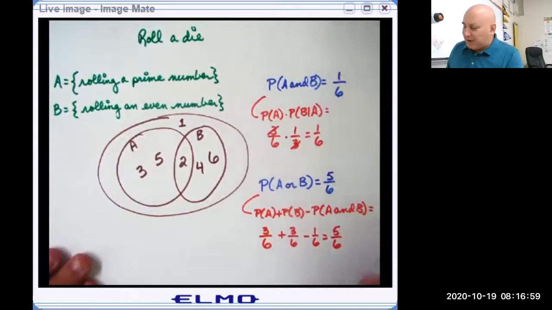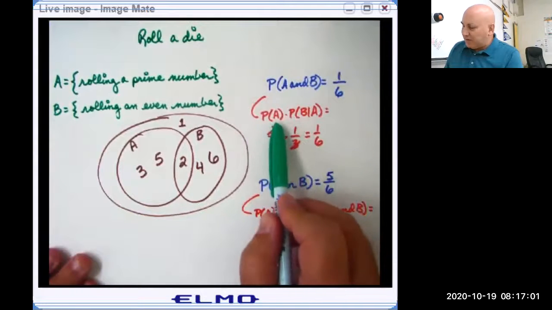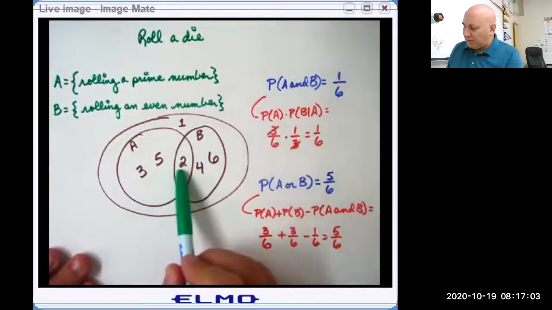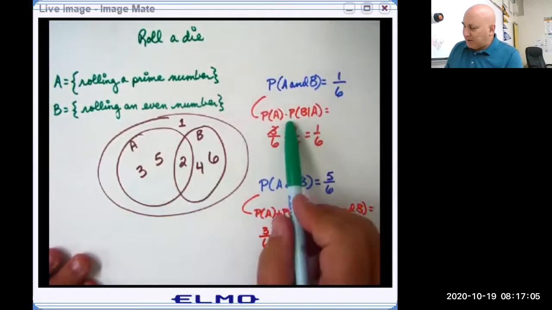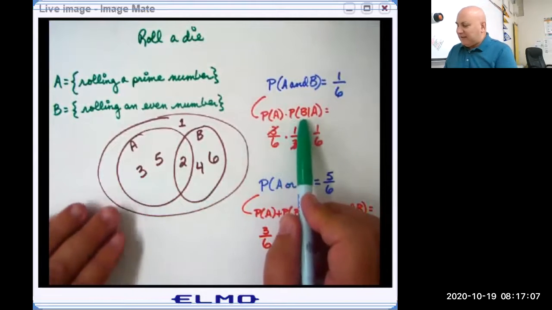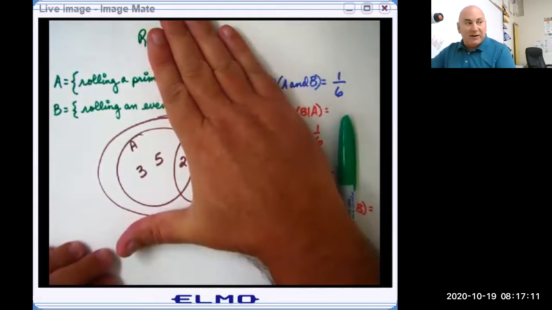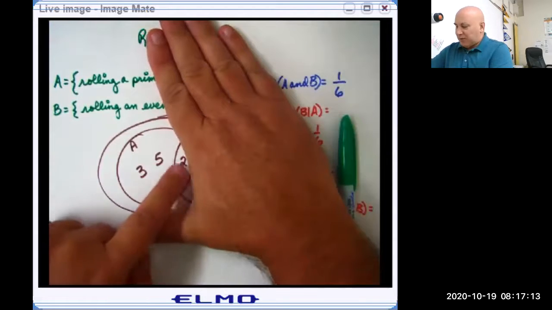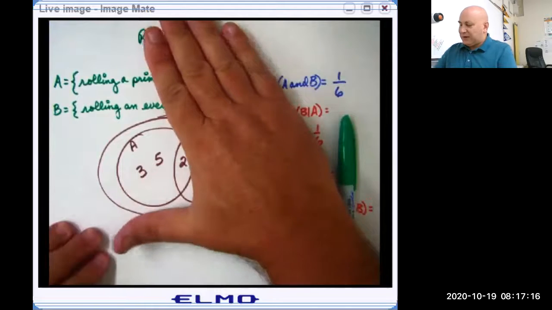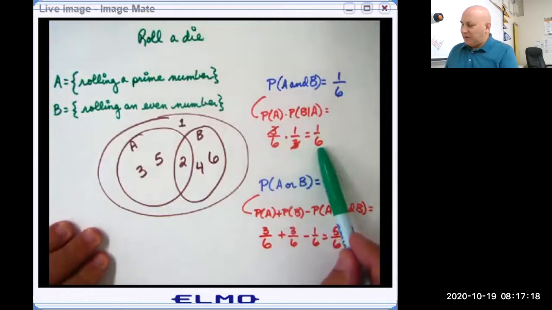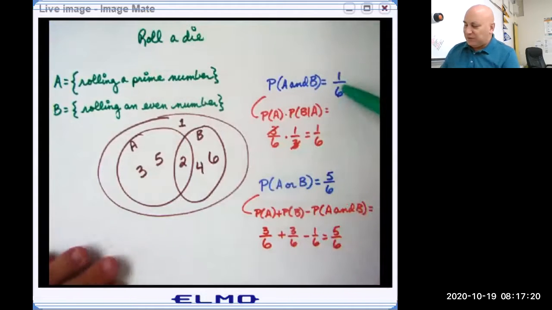That should be the multiplication rule. So it's the probability of A, which is 3 out of 6, times the probability of B given A. Well, if we're given A, we're only looking at those 3 numbers in the A circle, and the probability of B is just 1 out of 3. And you end up with 1 out of 6, just like you get from looking at the picture.